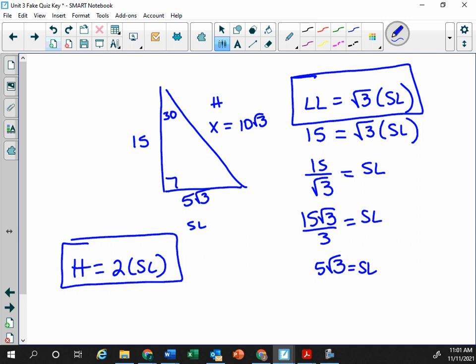Okay, do you want to do a few practice problems, or do you want the last few minutes to work on your Delta Math and stuff? Practice problems? Okay, let's do some write-the-equation-of-the-graph kind of practice problems.